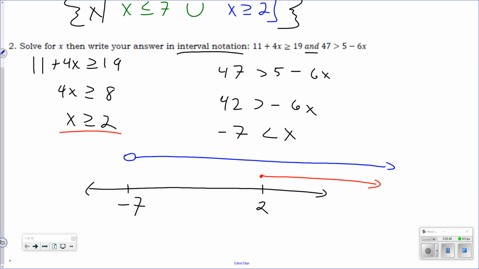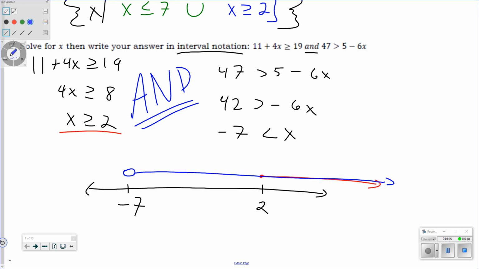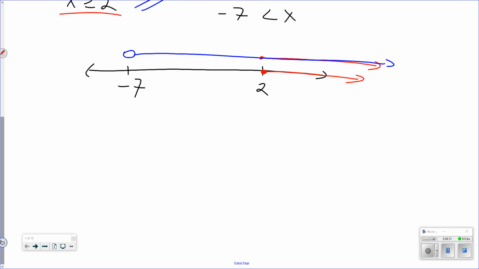Remember, when it comes to and, what you're looking for is where they overlap. Where they overlap, that's your answer, because I need both of them to be true. I need all the x's bigger than negative 7 and bigger than or equal to 2. If I put them on top of each other like that, they overlap from 2 to infinity, and that's my answer. Every single x value from 2 to infinity is bigger than or equal to 2, and bigger than negative 7. So that's why my answer is x is greater than or equal to positive 2. And they want it in interval notation, so we'll write 2 to infinity.